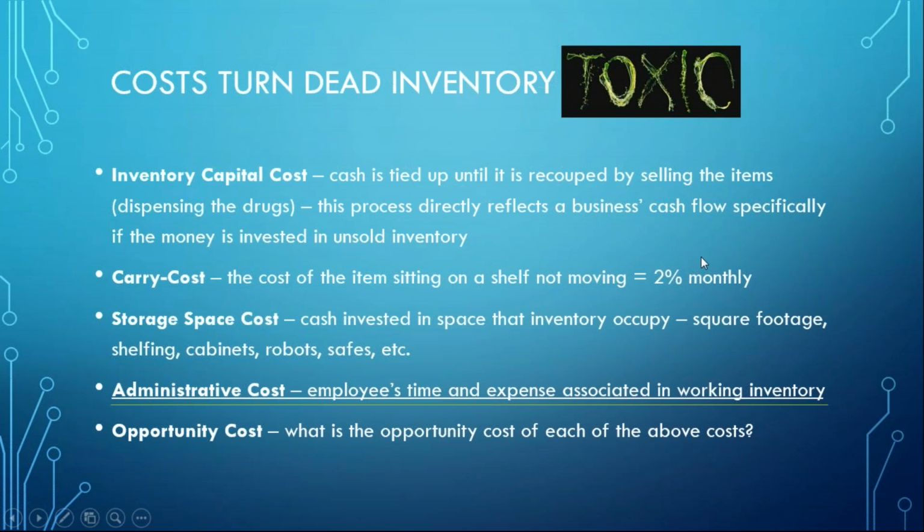And according to NCPA as well, the monthly carry cost in community pharmacy for the average retail is 2%. So 2%, meaning if I have a drug that costs $1,000 and I purchased it, we'll say today, 31st of January, and it sits on my shelf and it doesn't move the entire month of February, that drug no longer costs me $1,000. That was the capital cost. Add 2%, it now costs me $1,020.